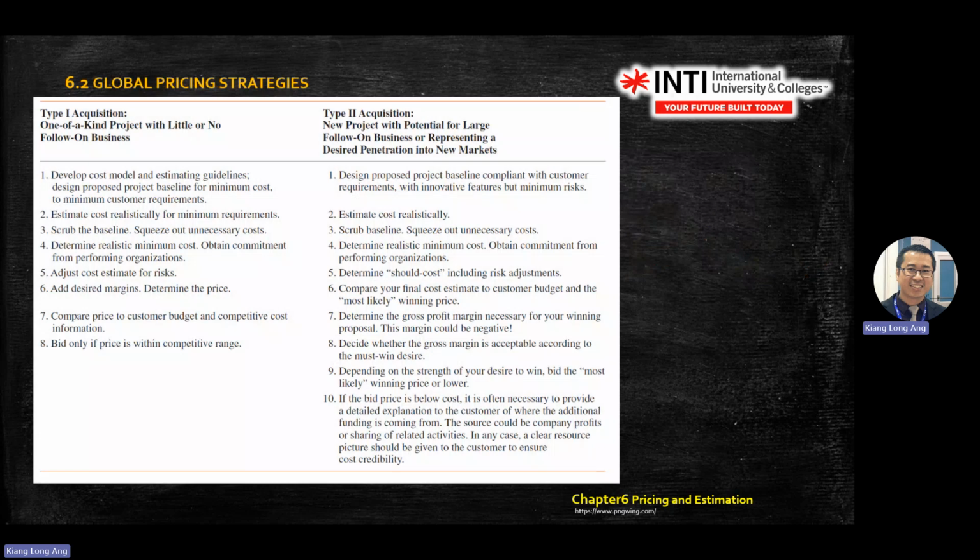So you have type 1 acquisition and type 2 acquisition. This one you read, left and right.